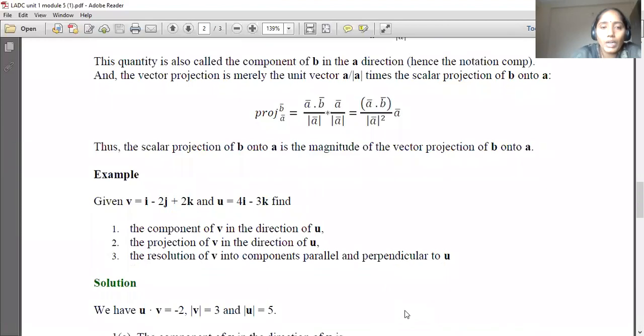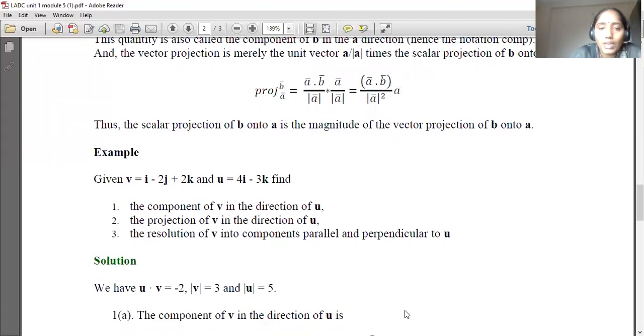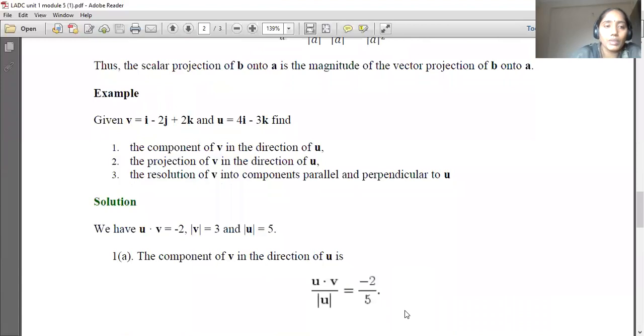Now I will explain how to find the component of a vector and the projection of a vector, the projection of a bar on b bar, with one more example here. Given v is equal to i bar minus 2j bar plus 2k bar and u is equal to 4i bar minus 3k bar. Find the component of v in the direction of u.